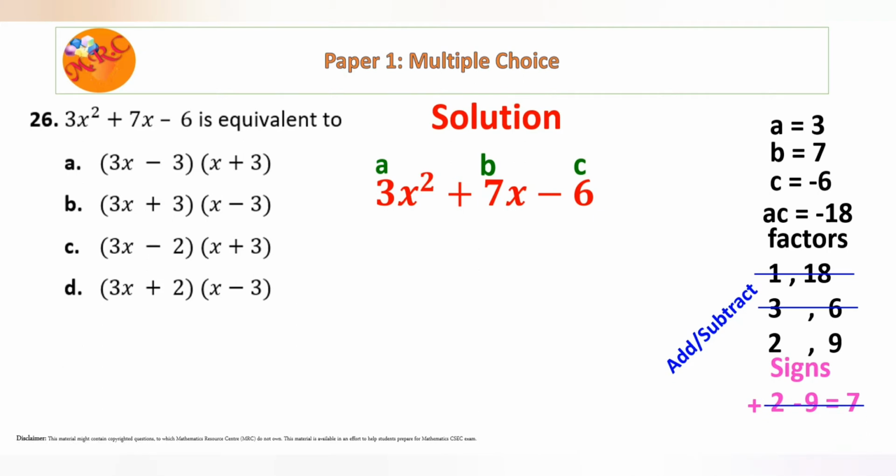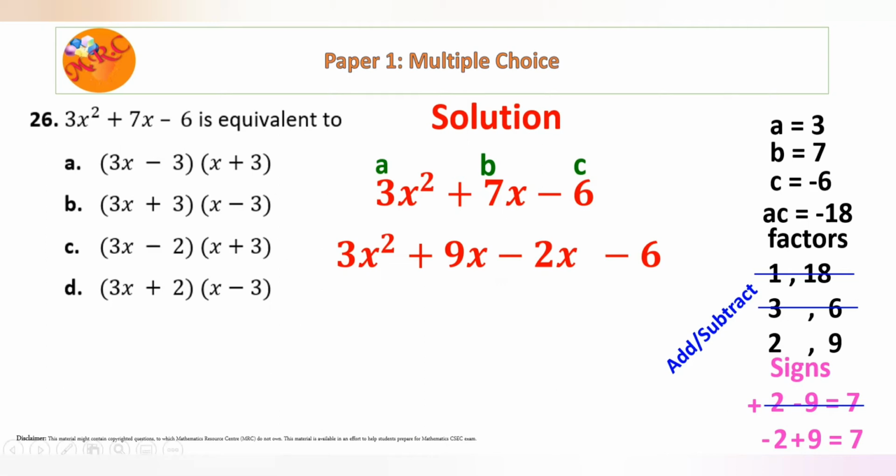Using the same two factors, the 2 and the 9, if I make the 2, however, negative and the 9 positive, will I get positive 7? Yes. Alright, so now what I've done is to replace 7x right here with these two factors. Negative 2x and positive 9x, it doesn't matter the order. Now that I've replaced 7x with that, I am going to go ahead and factorize.